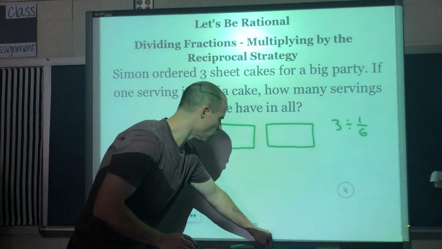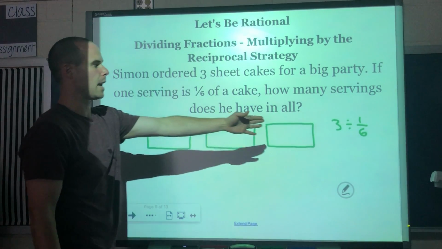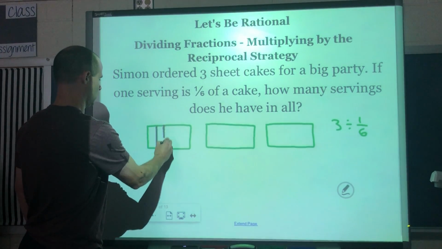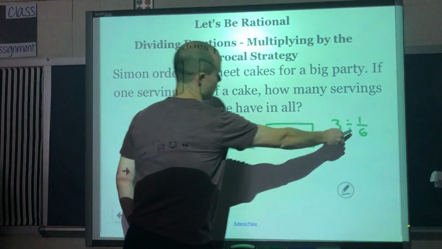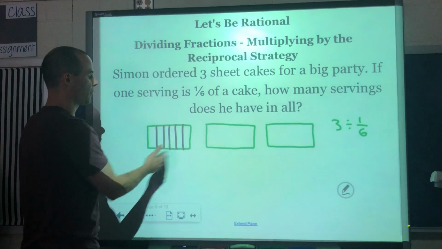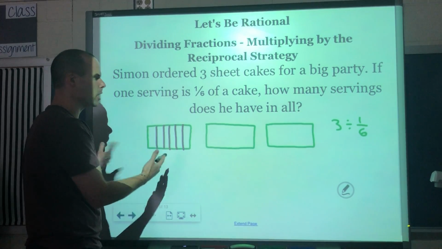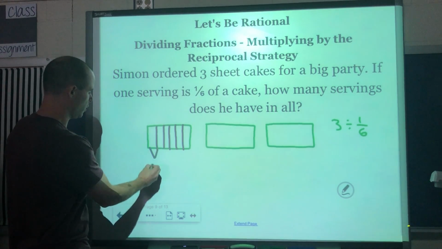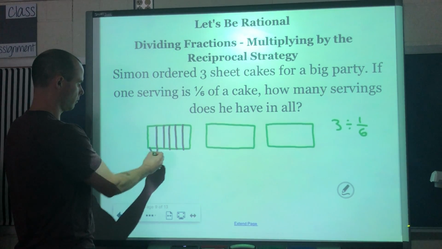So what I'm going to do next is take one of the cakes and break it into 6. So you see I'm breaking it into groups of 1/6. Now I have my first cake broken into 6. Now I'm just going to circle and see how many groups of 1/6 there are in this first cake. I see one group of 1/6 right here. There's 1/6 of the cake.